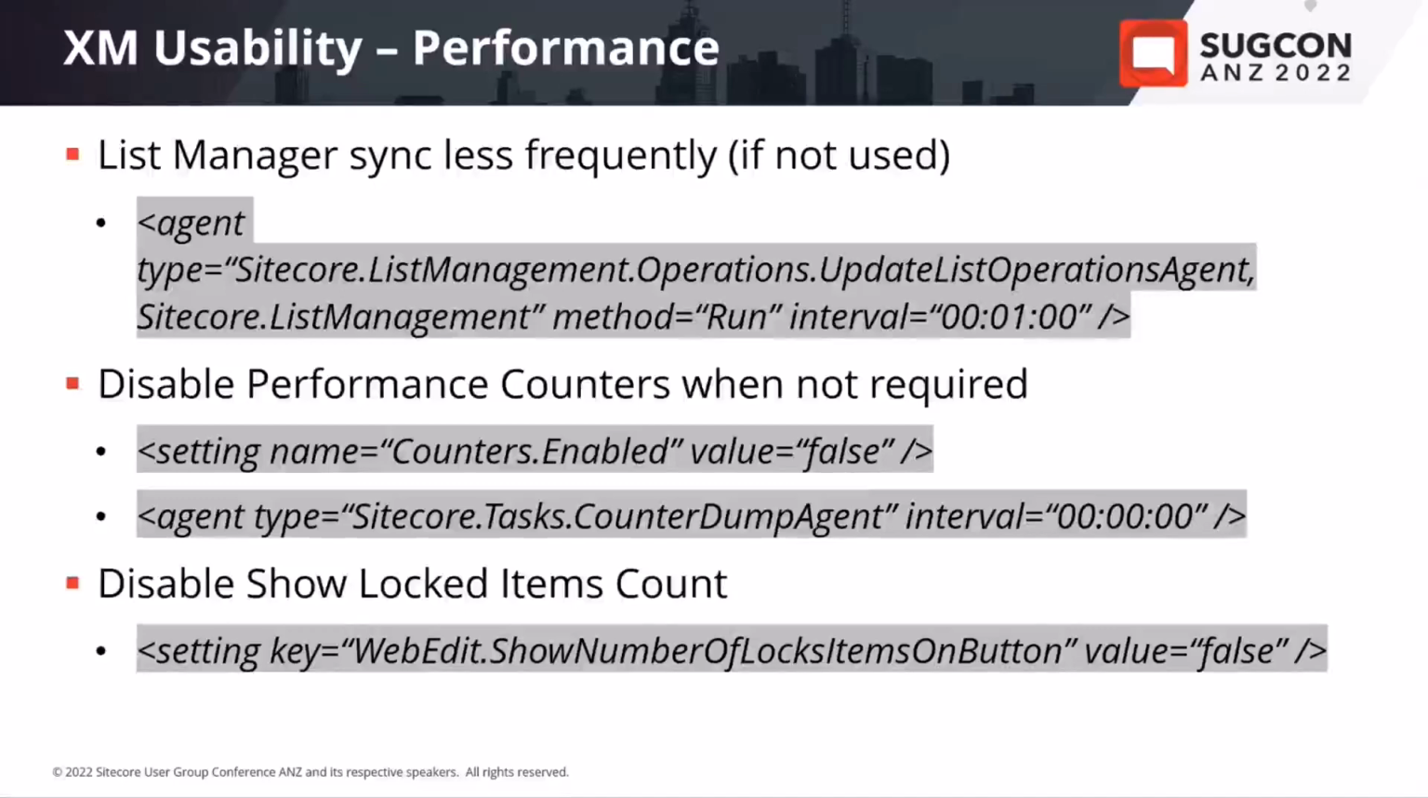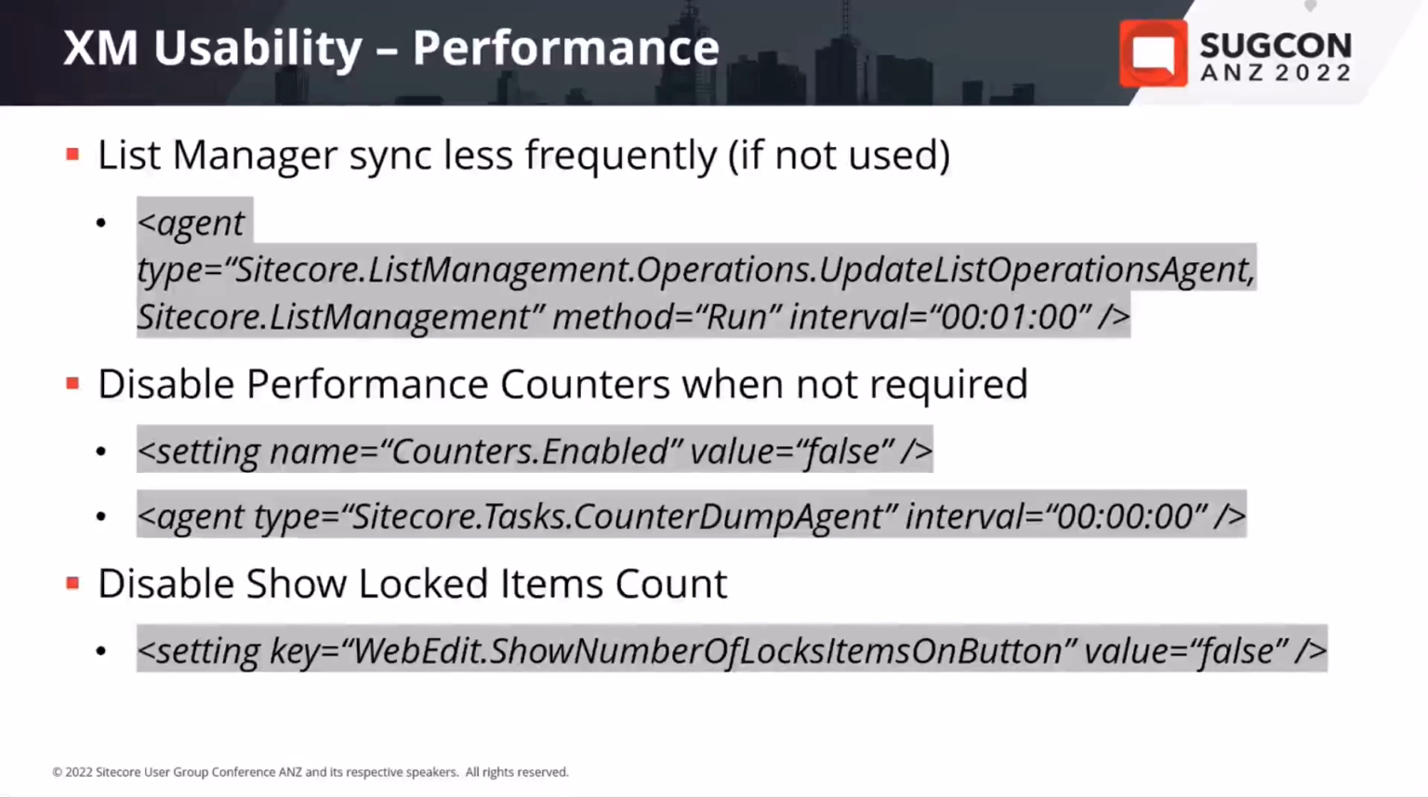Another one is disabling performance counters. This is quite a frequent one as well, spinning up into, I suppose, IaaS environments and PaaS environments as well, that the counters are enabled by default and they will cause errors in the logs if you have not added the app pool user to the correct group in Windows. So if you're not using these agents, these performance counters, then it might be worthwhile disabling them.